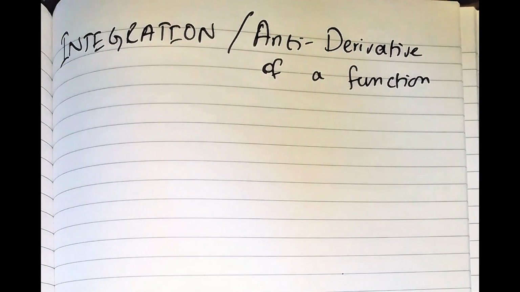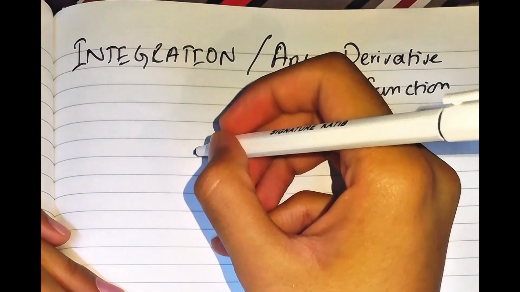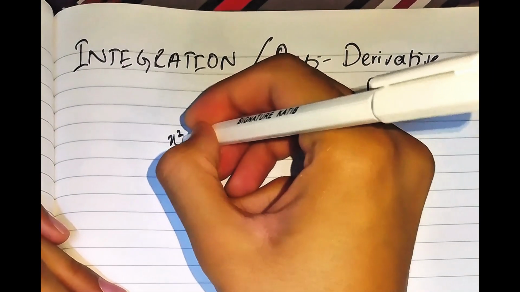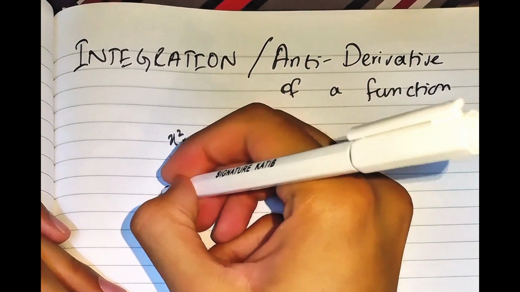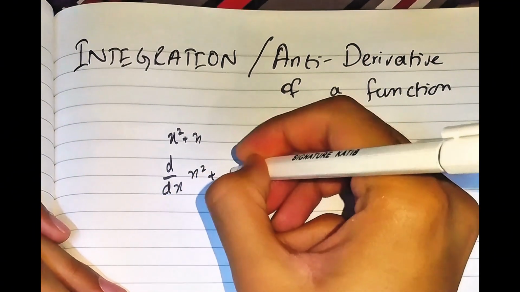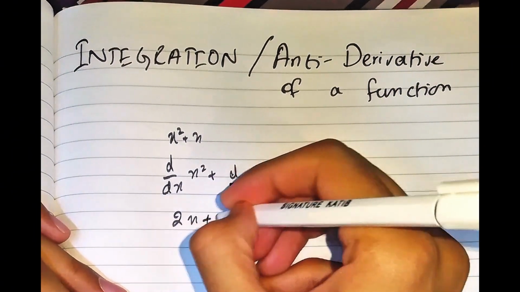Okay, so guys, in this video, we will discuss integration, or the anti-derivative of a function. Now, first of all, what is the derivative of x square plus x? So we will take the derivative of x square plus x, d by dx. So it will be 2x plus 1, right?